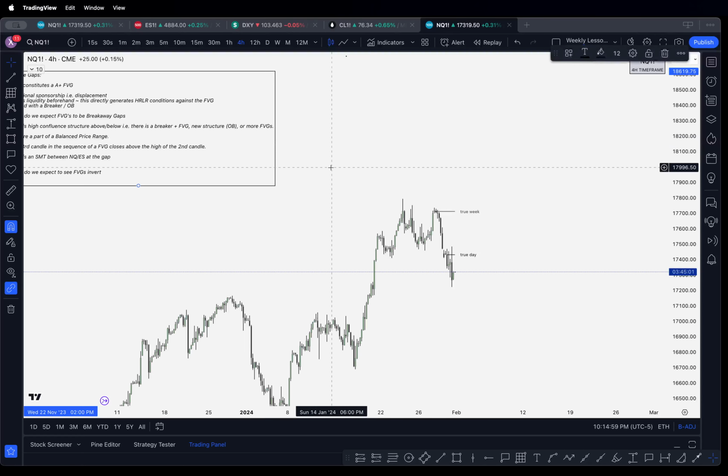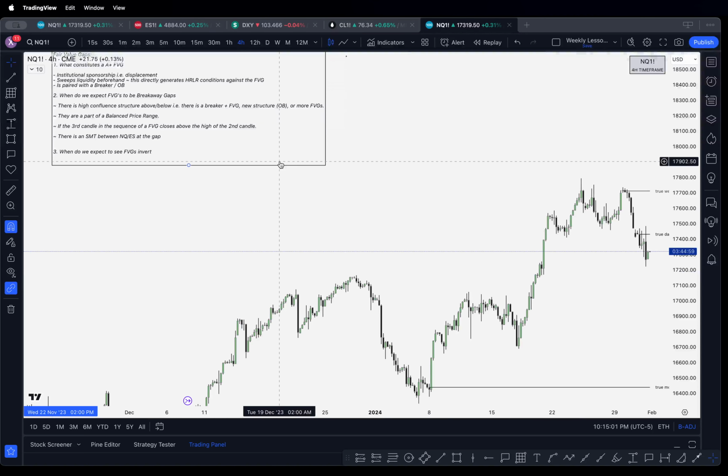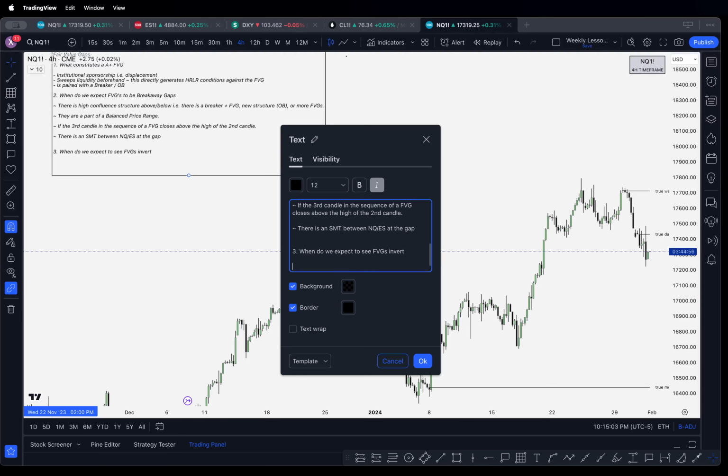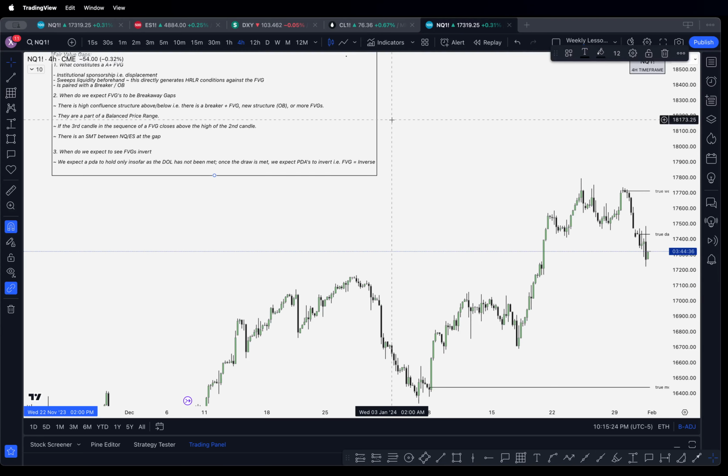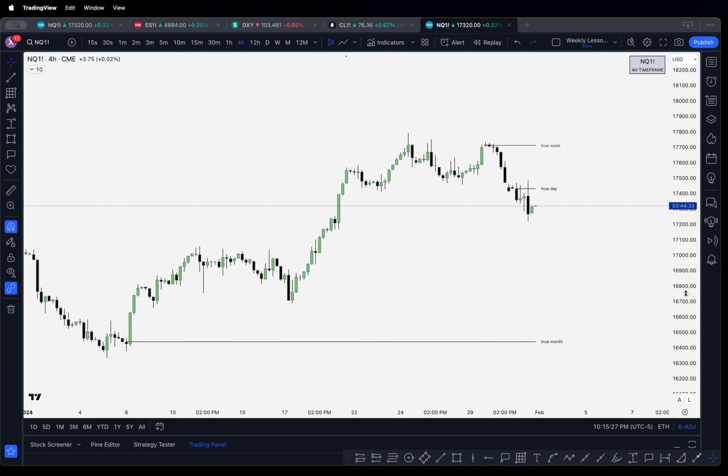Let's spend 5 minutes talking about that, and we'll summate this entire portion by saying we expect a PD array to hold only insofar as the draw on liquidity has not been met. Once the draw is met, we expect PD arrays to invert, i.e. a FVG becomes inverse. That's it. So let's find some examples on the 4-hour chart.